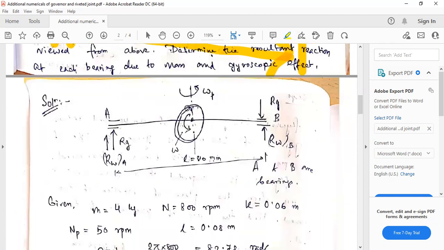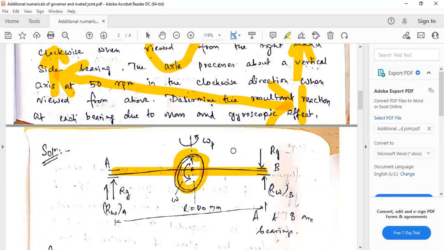You can see this is the disc. This is actually drawn in the solution part; you have to draw it yourself. So this is an axle, and this is the disc here. The disc is spinning with an angular velocity of omega, and it is also supported by two bearings A and B.